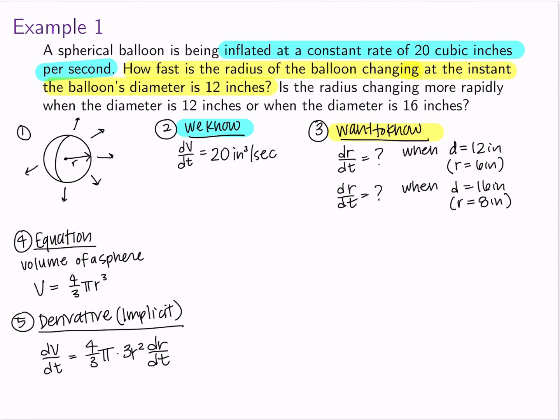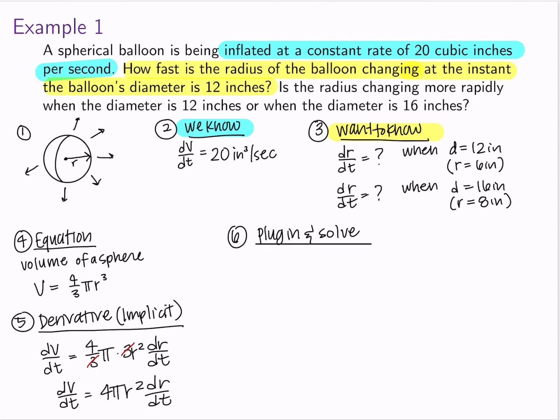I'm going to take one more step and clean this up because I notice I have a 3 in the bottom and in the top here. So I can write this a little bit better, and I'll end up with dV/dt is 4 pi r squared dr/dt. So what I've done is I have related my rates together. I now know how these two rates, the dV/dt and the dr/dt, are related. So step 6, I can evaluate. So I'll plug in and solve.